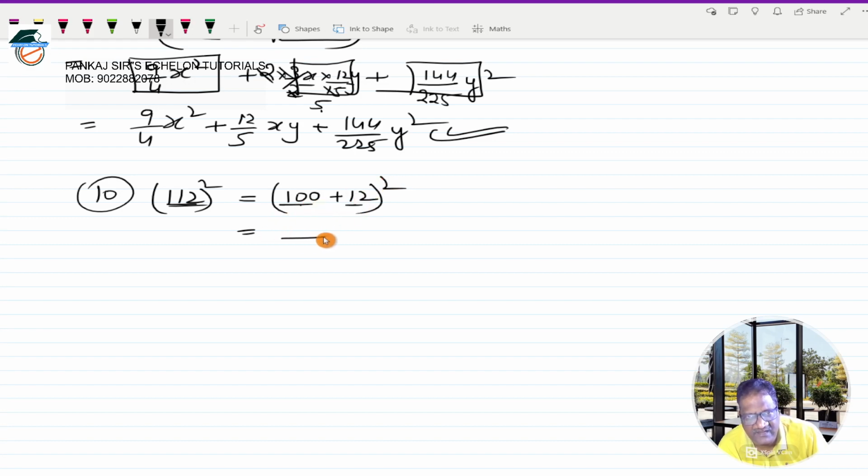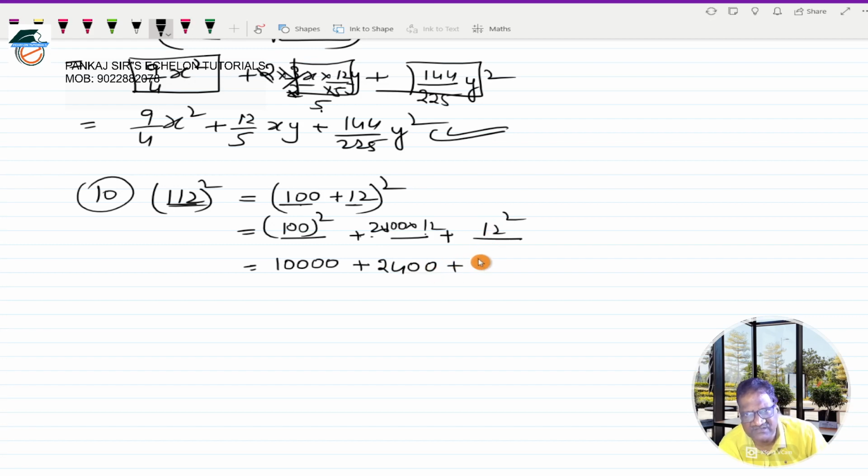So how to find out? Here I'll have 3 terms, and because there's a plus over here, I'll have plus over here and here also. Now first term squared, 100 square, I'll write in the first. Then 2 into first term 100 into second term 12, I'm going to write in the middle, and in the last blank I'm going to write the second term squared, that is 12 square. This will be equal to, now 100 square is 1 and then 4 zeros, plus this is 2 into 12, 24, 24 into 100 is 2400, plus 12 square is 144.